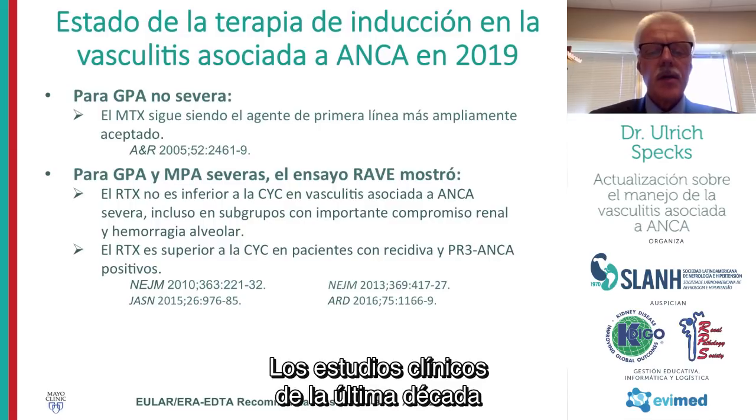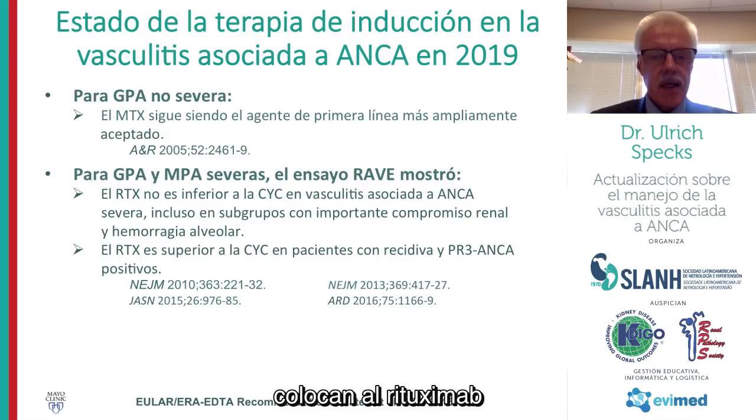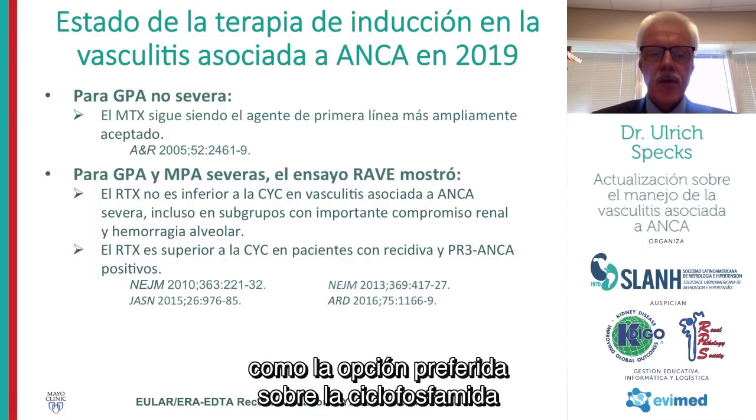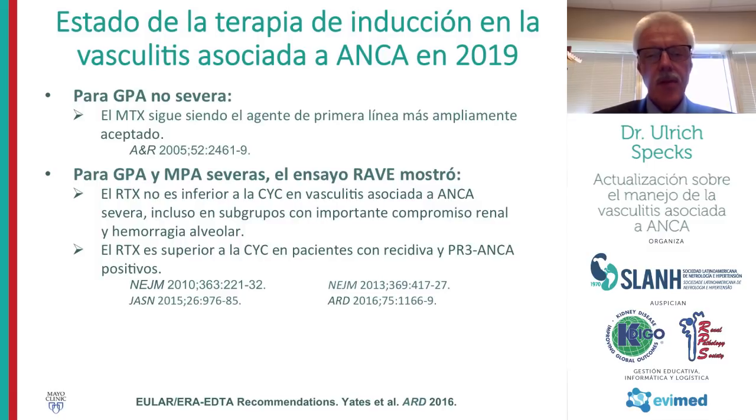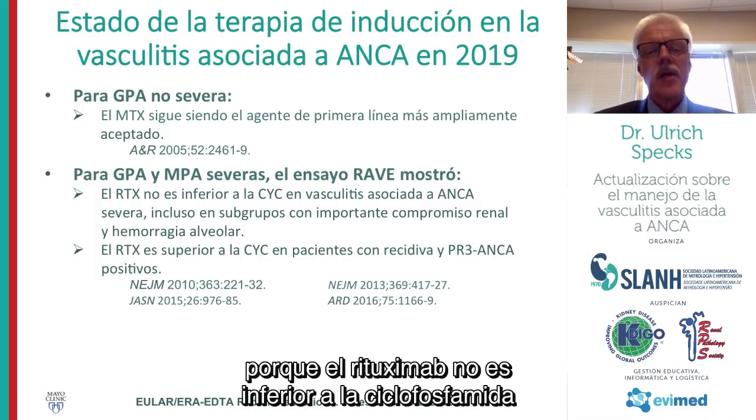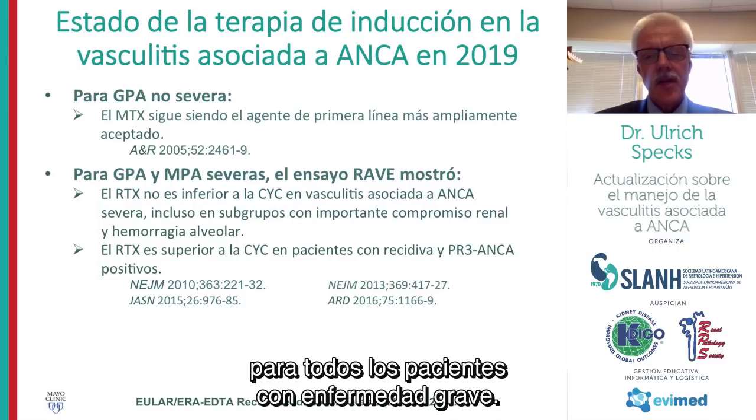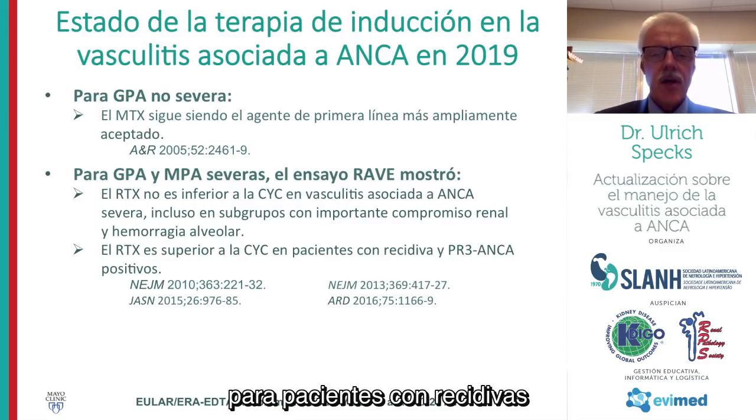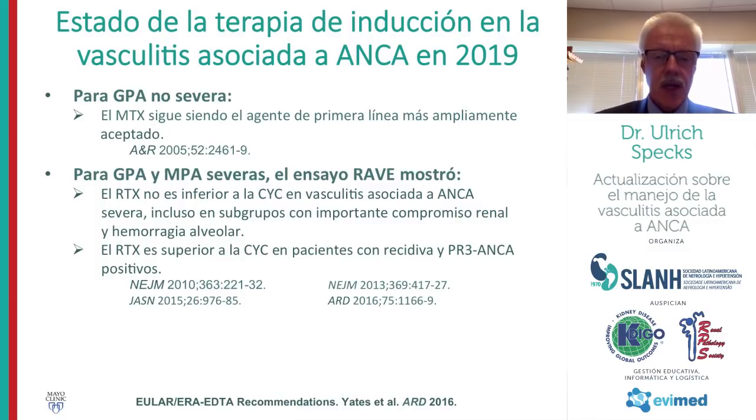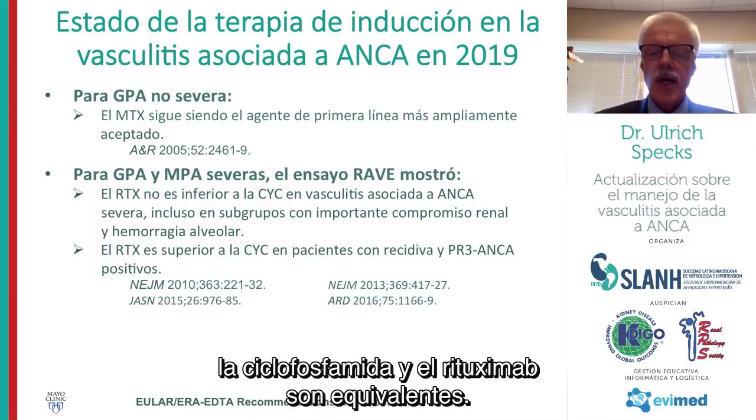The clinical trials over the last decade have established rituximab as the preferred alternative to cyclophosphamide for the management of severe GPA and MPA, because rituximab is non-inferior to cyclophosphamide for all patients with severe AAV, and it has been found to be superior for patients who present with disease relapses or with PR3 ANCA. For patients with MPO ANCA, cyclophosphamide and rituximab are equivalent.